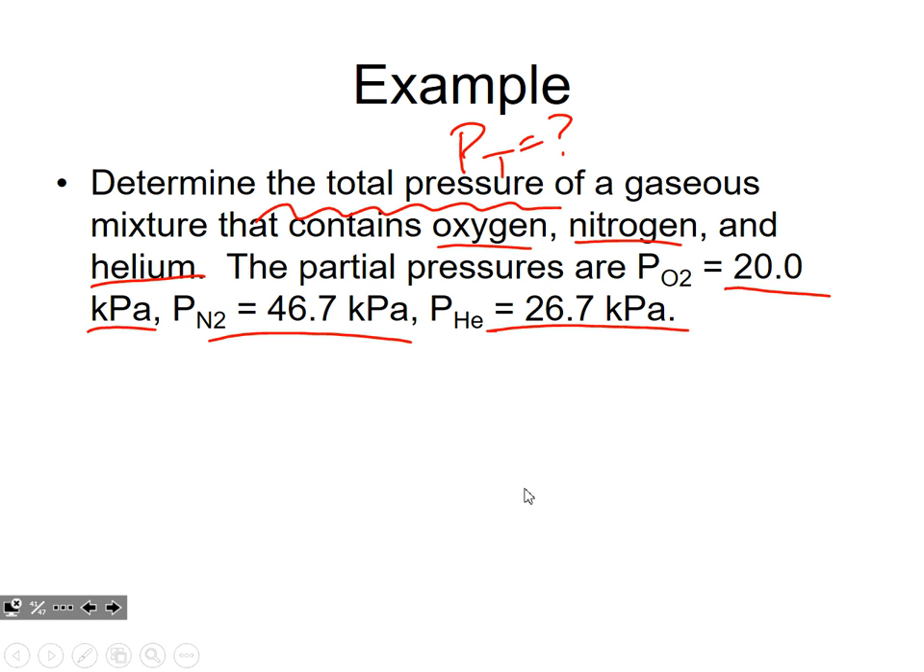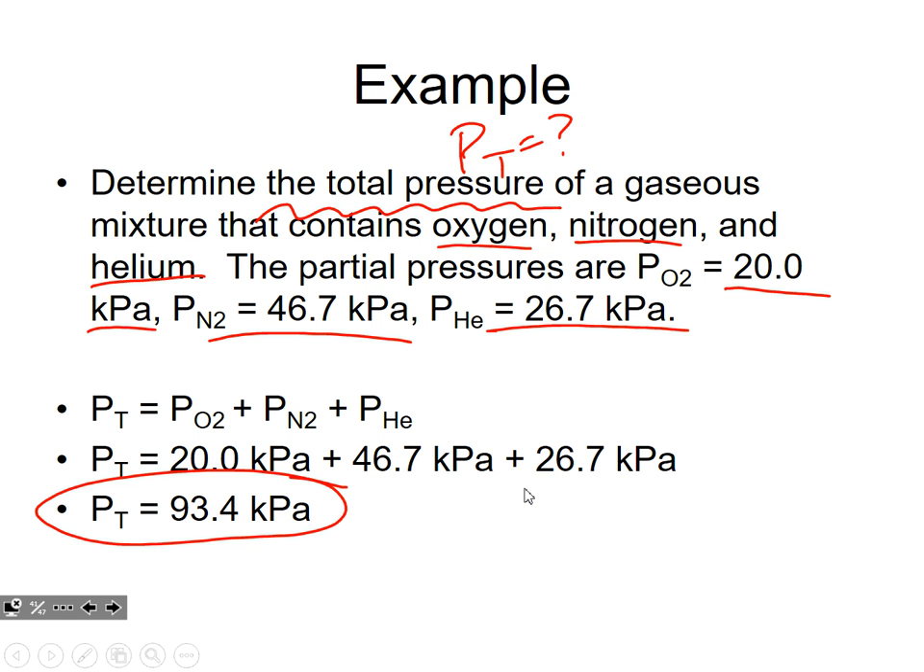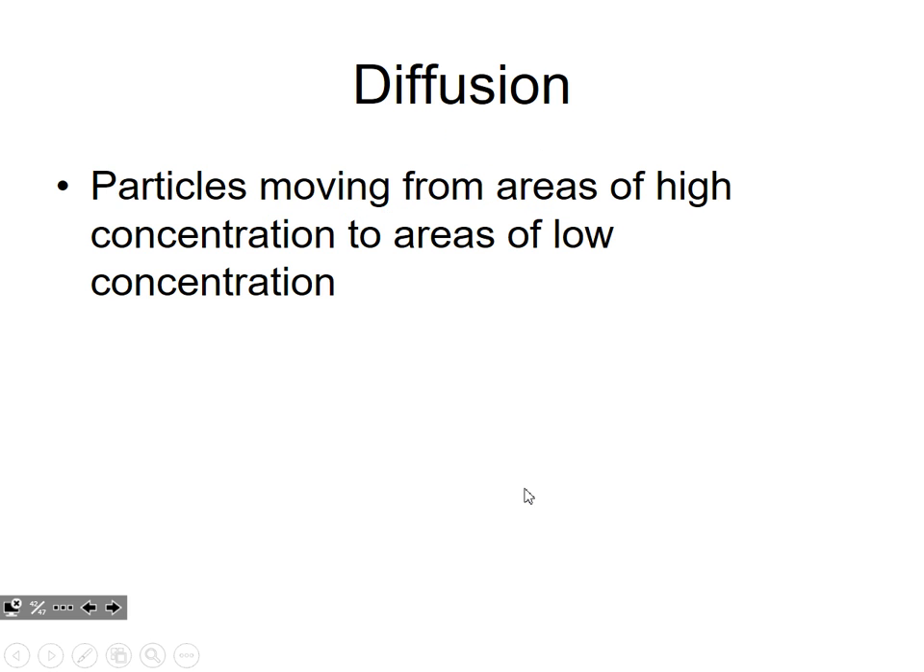Well, all we're going to do in this case is simply sum them all together, right? If we add all the individual partial pressures together, we're going to get the total pressure of the system. So summing together all the individual pressures, we get a total pressure of 93.4 kilopascals. So that's all we need to do for partial pressures: sum them together to get the total pressure of the system.